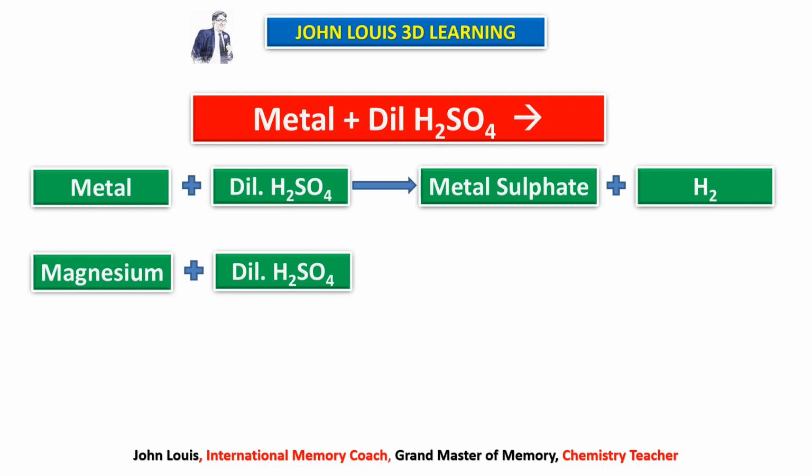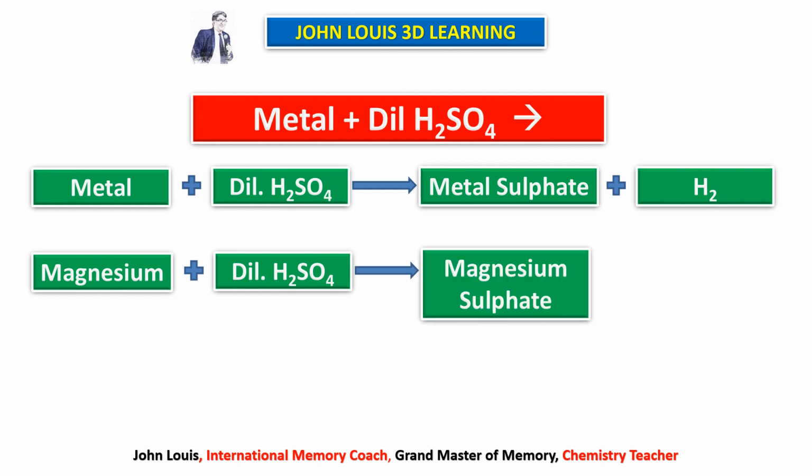So magnesium plus dilute sulfuric acid gives magnesium sulfate, because the metal we have taken is magnesium. If you take zinc, you will get zinc sulfate. Whatever the metal we take, we will get that sulfate plus hydrogen.